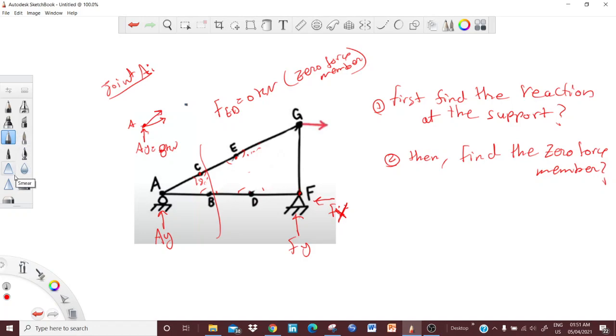Oops, guys, we forgot something. We can't say member AE is a zero force member, since AY is not along the member. So don't get confused and say AE is a zero force member. Thank you, guys.